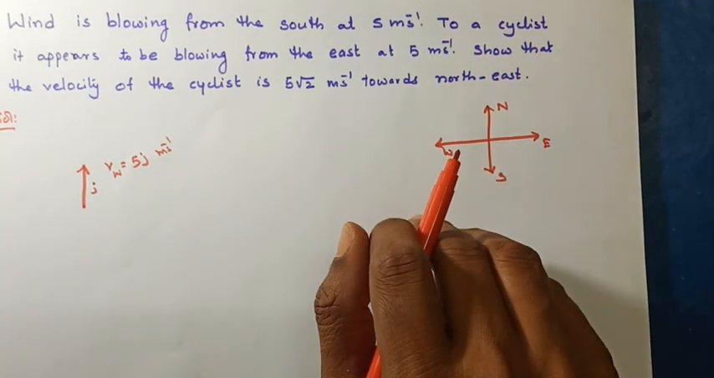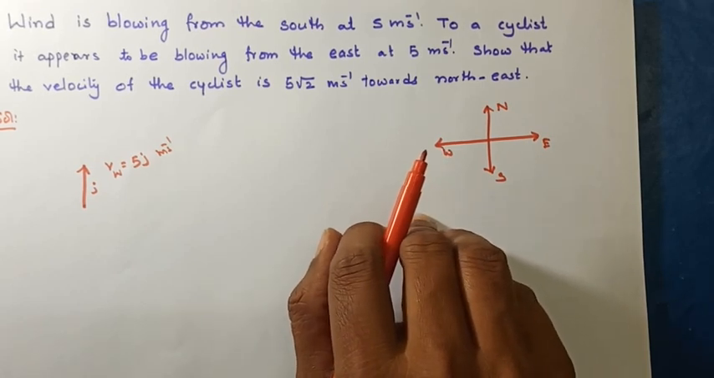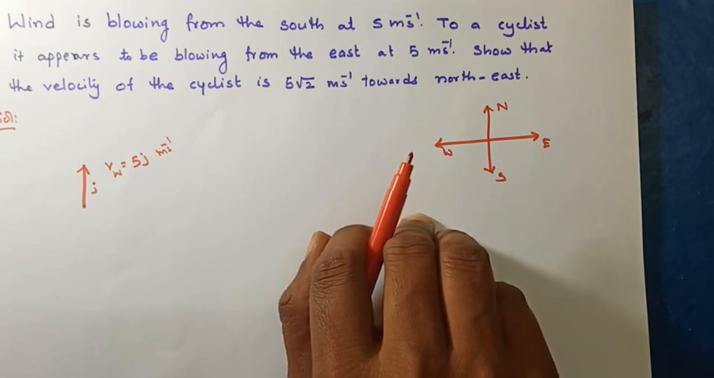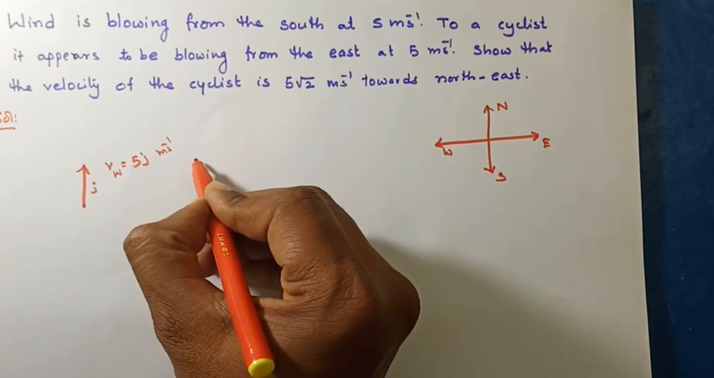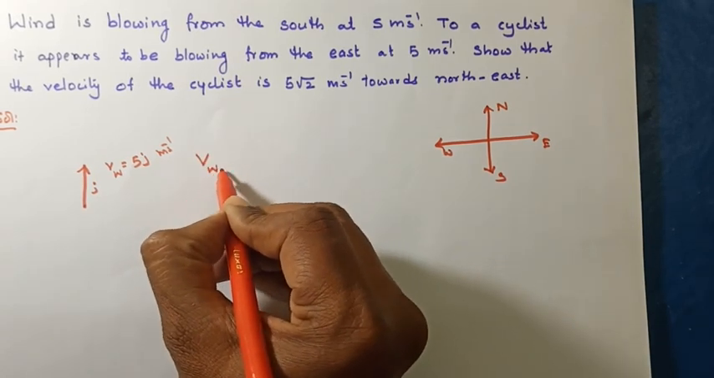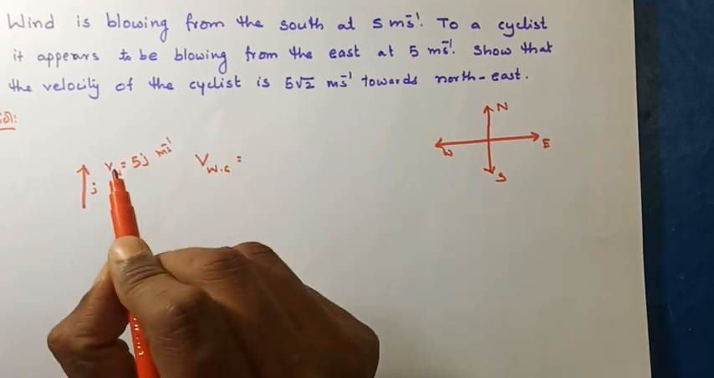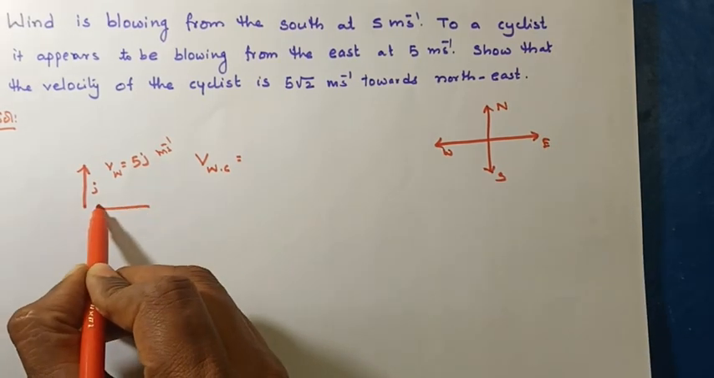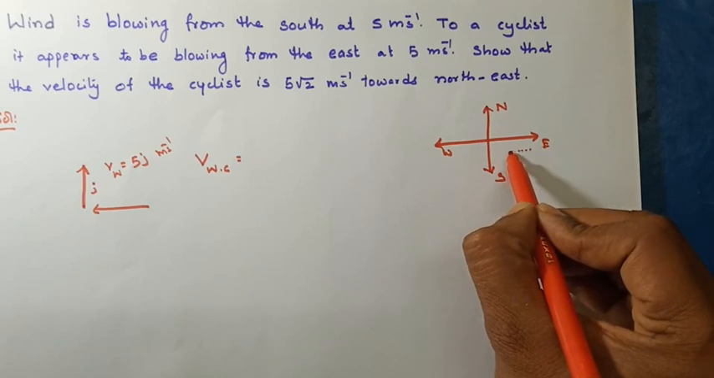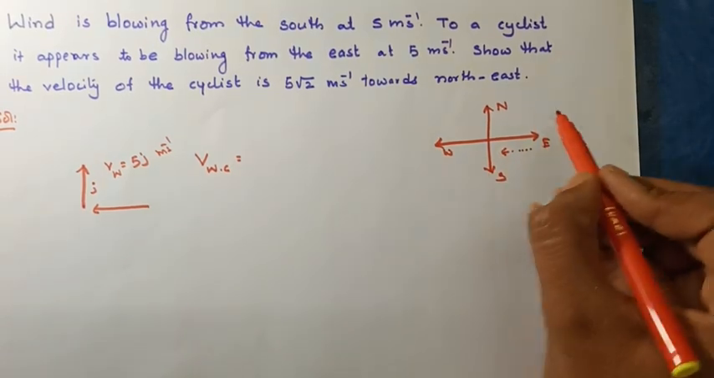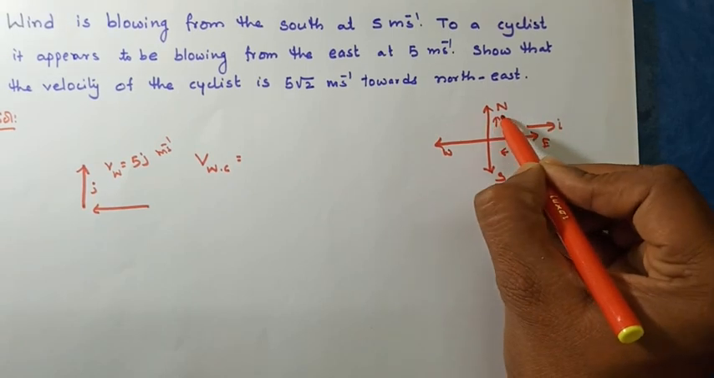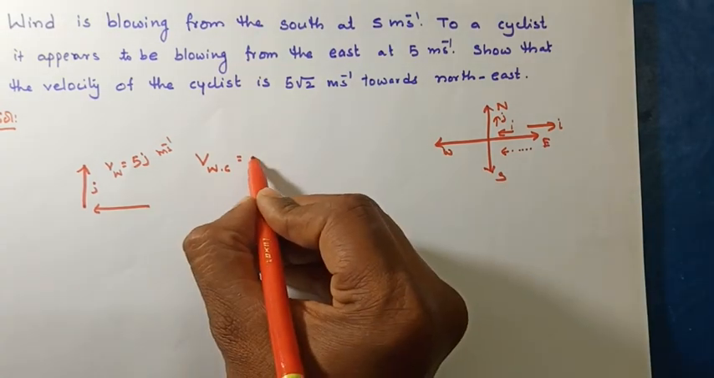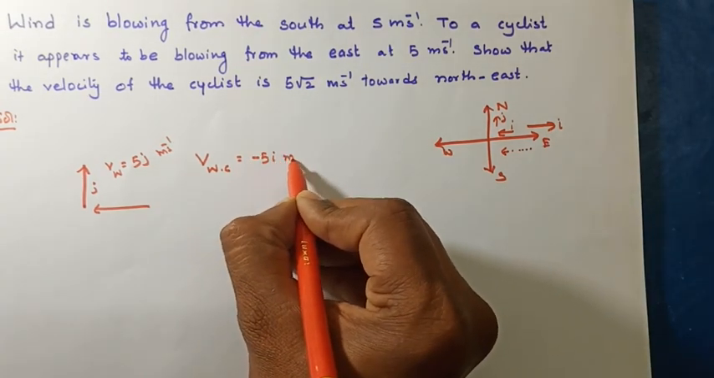To a cyclist, it appears to be blowing from east. So what is that actually? The velocity of the wind with respect to the cyclist, which appears to be coming from east. So this is east. This is i vector, this is j vector, and this is minus i vector. So I would write it as minus i meters per second.